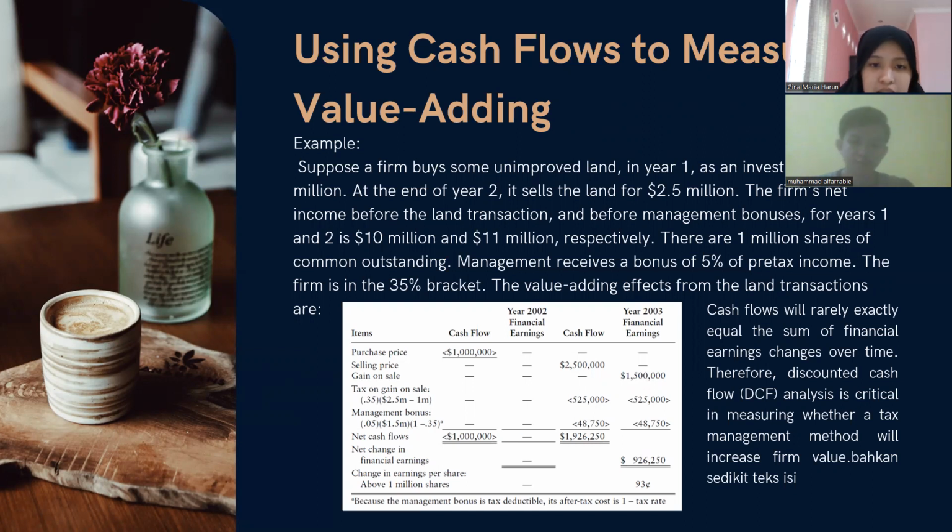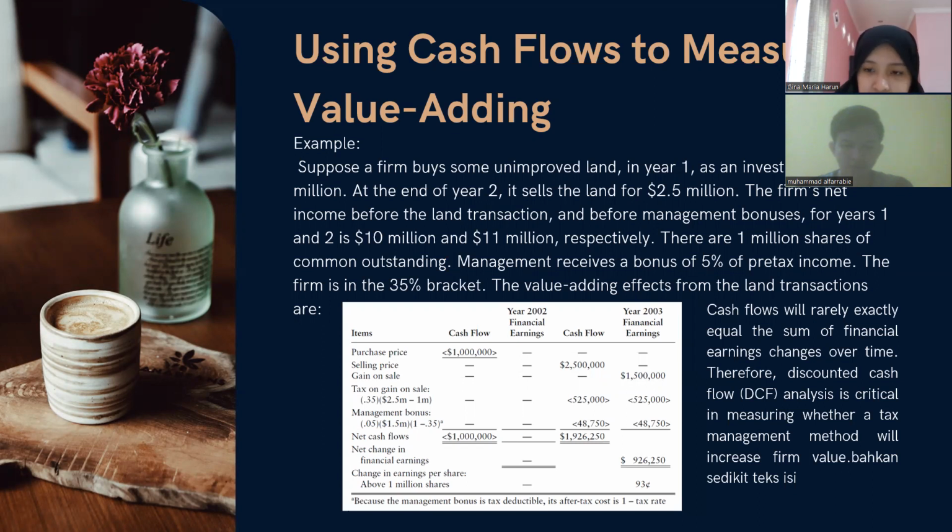The firm's net income before the land transaction and before management bonuses for years 1 and 2 is $10 million and $11 million, respectively. There are 1 million shares of common stock outstanding. Management receives a bonus of 5% of pre-tax income. The firm is in the 35% bracket. The value adding effects from the land transaction are like we see on the picture.